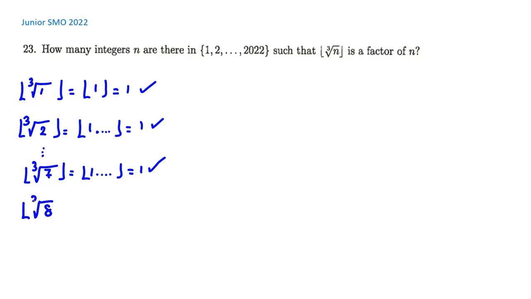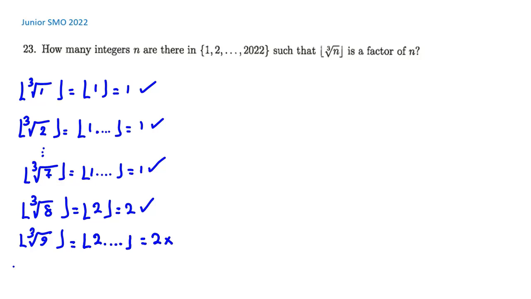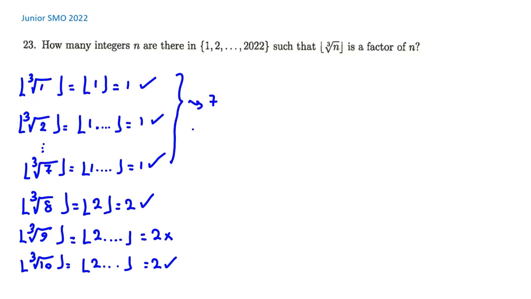But from 8, cube root of 8 is 2. So look, by a small example, we will understand the pattern. 2 is a factor of 8. But for 9, it's not good. Why? Because again floor of 2 point something is 2, and 2 is not a factor of 9. And for cube root of 10, it will be good because floor of 2 point something is 2. So up to which numbers? Here we have 7 numbers that are good.